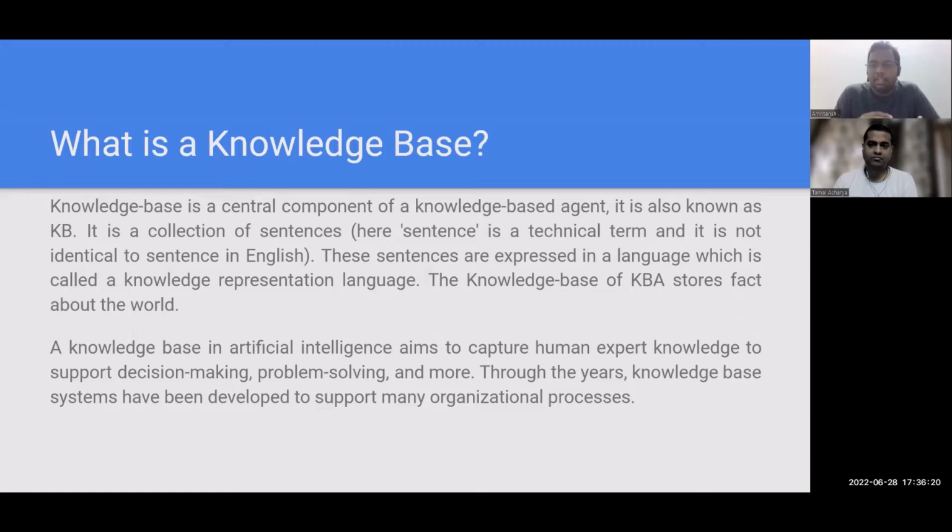The knowledge base of a KBA basically stores facts about the world, or whatever we keep learning through the different tasks that we know. The idea of a knowledge base in artificial intelligence is to capture human expert knowledge to support decision making and problem solving. Through the years, knowledge-based systems have been developed to support many organizational processes.